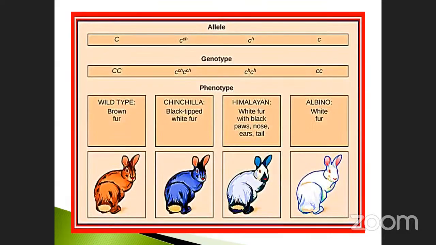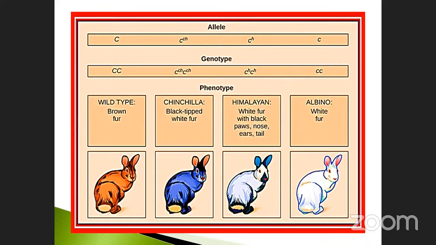Okay, see that? So coat colors. Okay, this we will discuss later. Okay, here the wild type brown fur, black tipped white fur. Each one has specific alleles. The CH denoted as chinchilla, black tipped white fur. Okay, fur, you know what, it's nothing but the hair covered by the skin. CH, this is Himalayan white fur, white with black paws, nose and tail. These are the other types: Himalayan type, chinchilla type, wild type, and albino type.